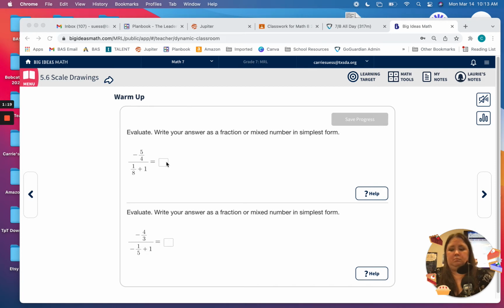What? How'd you get that? Yeah, I got that one. How'd you get that? I did 5/4 negative divided by 1 1/8. Wait, but the 5 is negative. 5/4 is negative. I put it negative. That's why the answer is negative 1 1/9. Okay, so now that you know how to do it, do the second one.